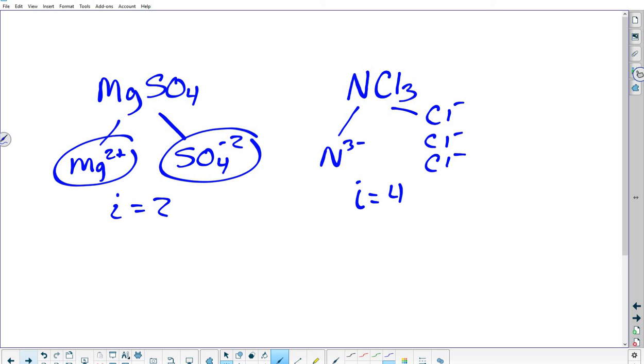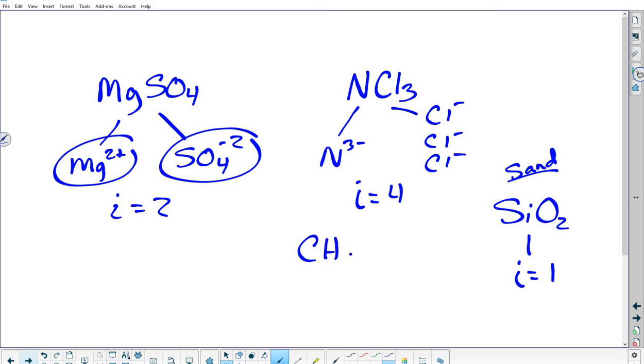What about an organic molecule, usually like SiO2 is one of them, because that's sand. You need to remember that's sand. Okay, always remember this is sand, and it doesn't like to separate. So this I is 1. Anything that has a CH5OH, that would be I of 1. Usually anything that has a carbon, whatever, silicon, whatever, it's going to be an I of 1.